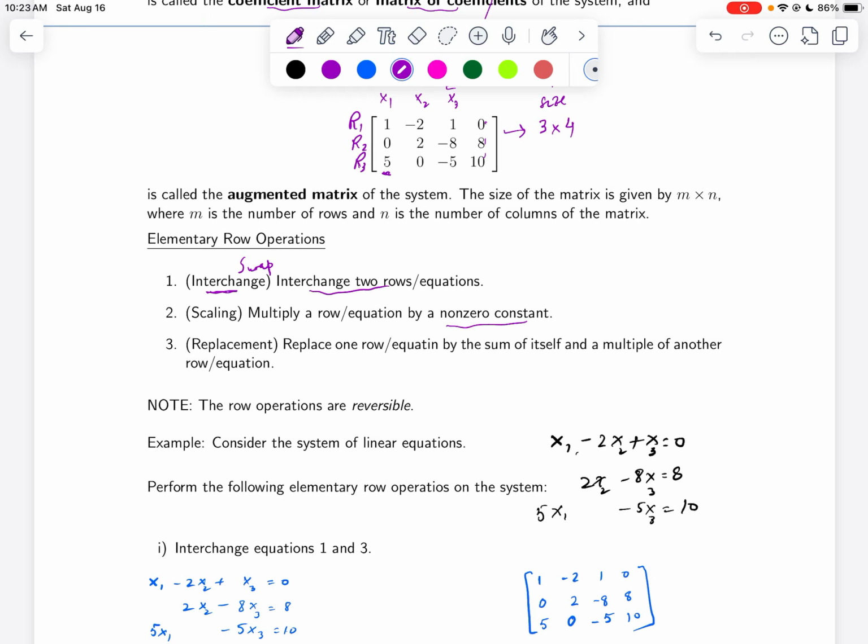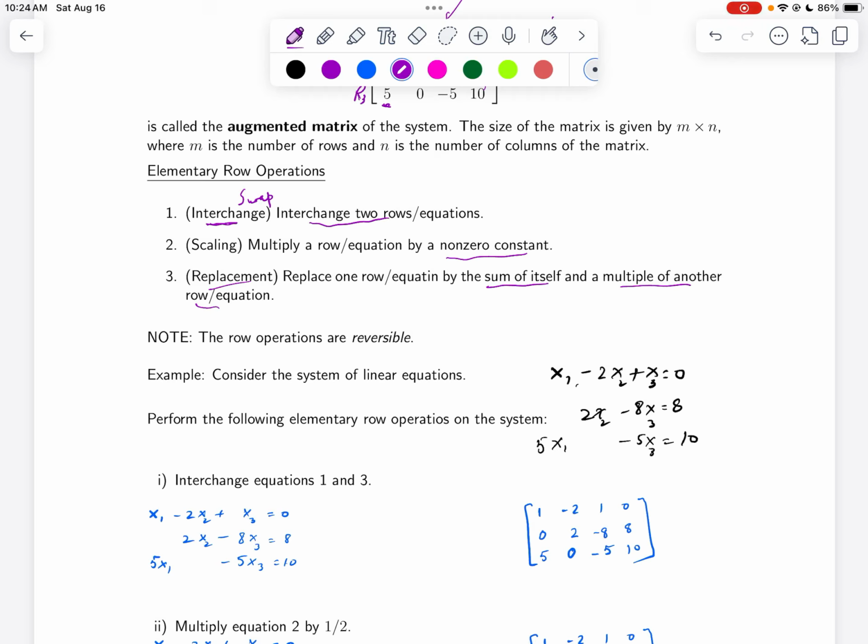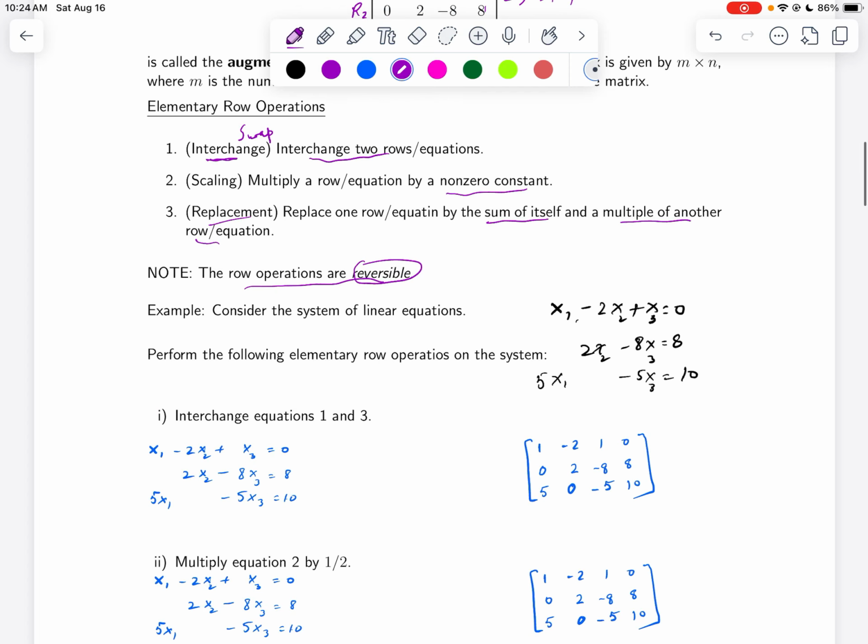Third is replacement. We can replace any row or any equation by the sum of itself and a multiple of another row or equation. What does that mean? Again, we will see in a minute. Now note here, the row operations are reversible. If you multiply a row by 3, for example, you can always reverse it by multiplying that row by 1 over 3. The same thing can happen with other operations.